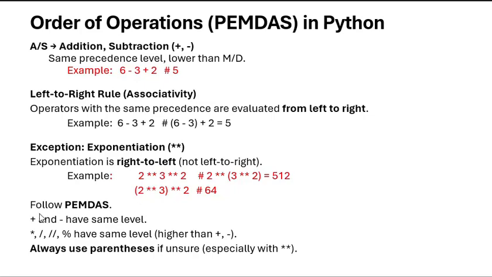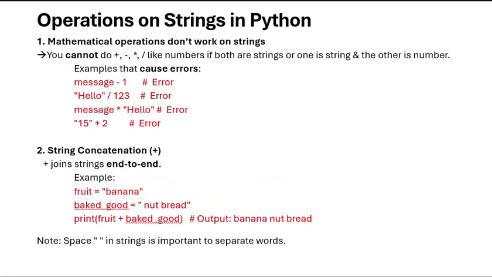Got it? Here plus and minus have the same level. You have to take from the left to right, and multiplication, division and modulus have the same level. These are higher than addition and subtraction. Always use parenthesis if unsure. And especially with exponent, if you are confused how to solve it exactly, then use the parenthesis from right to left. Got it? Let us see the operations on strings in Python.